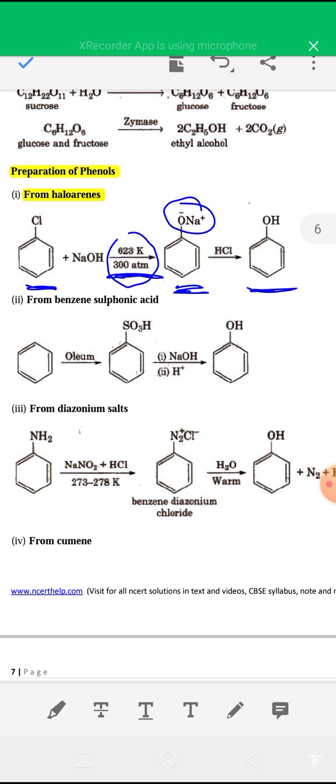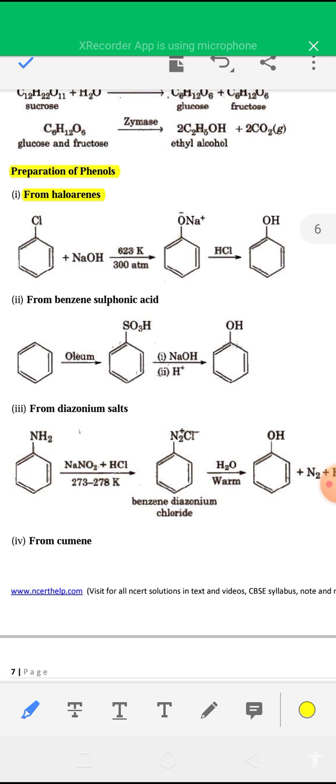You have to treat chlorobenzene with NaOH at 623 Kelvin and 300 atm pressure, and in the next step you have to add dilute acid, and the ONa group will be converted into the OH group. Remember the changes.